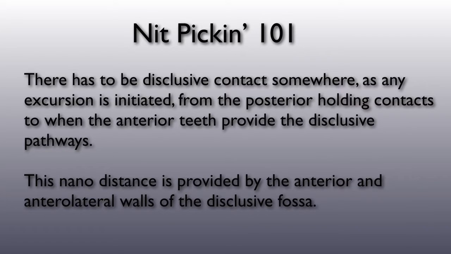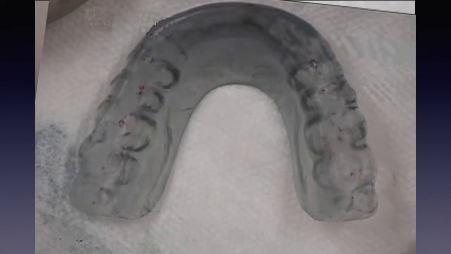There has to be disclusive contact somewhere, as any excursion is initiated, from the posterior holding contacts to when the anterior teeth provide the disclusive pathways. This nano distance, as tiny as it is, is ideally provided by the anterior and anterolateral walls of the disclusive fossa, hence the name. The following is a demonstration on how to use the vertical holding fulcrum to adjust an orthotic.